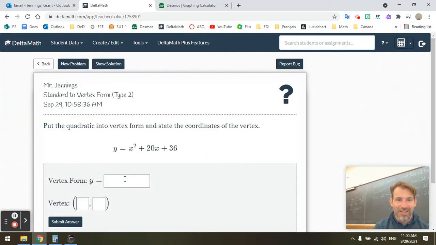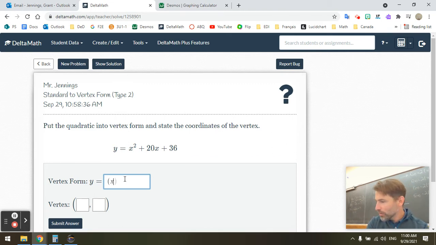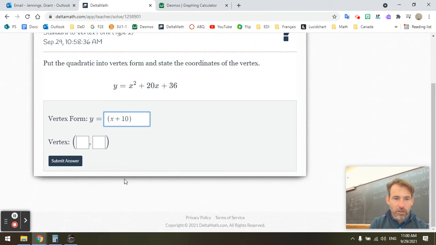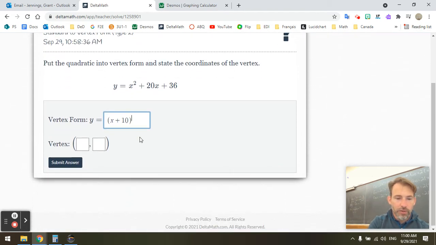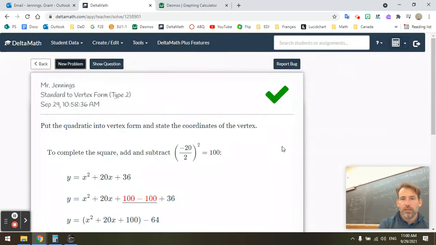All right, so vertex form is going to be y is equal to bracket x plus 10 end bracket, and then I want the squared. So I go to, where's my keyboard little button there? There. So you do a shift 6, and then that gets you your 2. And then I have here minus 64. There. Now what's the vertex? Well, the vertex would be negative 10, because I have to flip this sign. I don't flip that sign though. Negative 64. Submit answer.